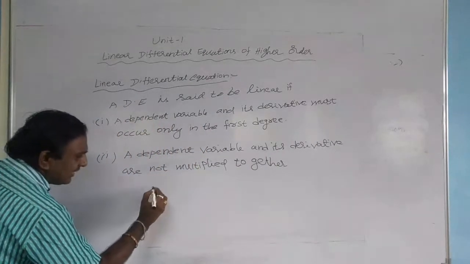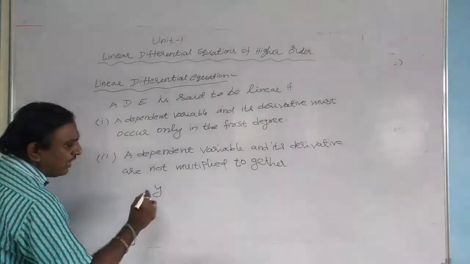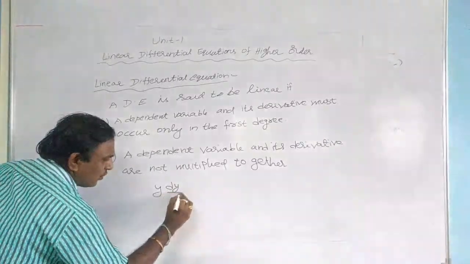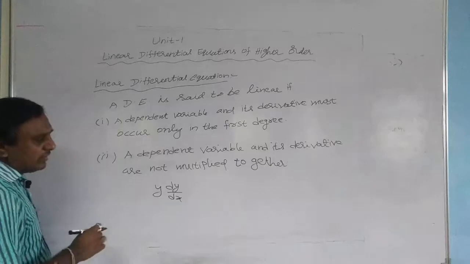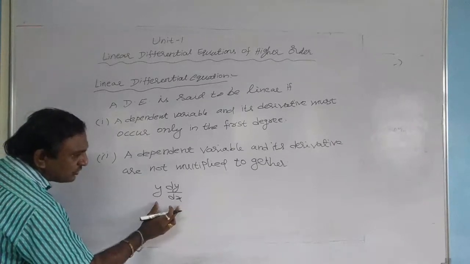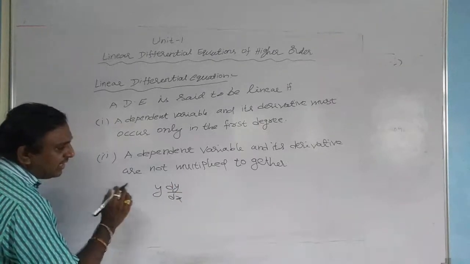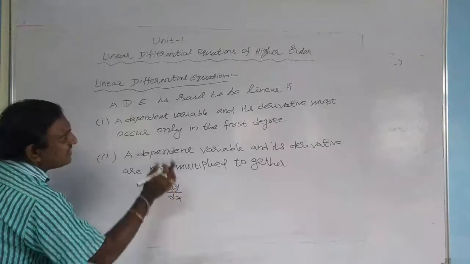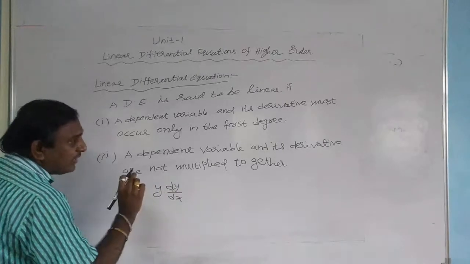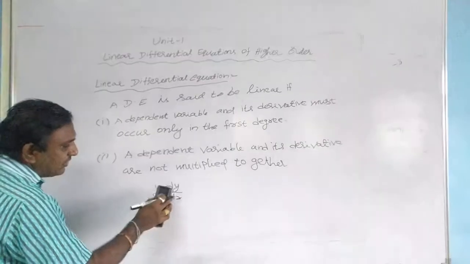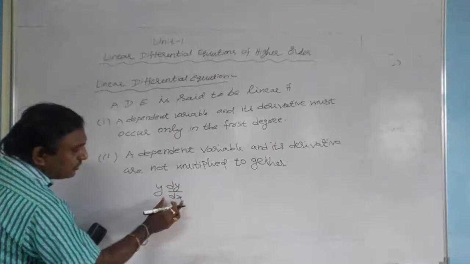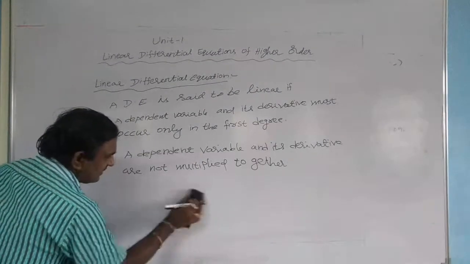So what is the meaning here? y is the dependent variable and its derivative is dy by dx, so y into dy by dx we do not want. In the given differential equation, we have to check whether it has the term y into dy by dx or not. If it has y into dy by dx, it is not linear. So that is the second condition.